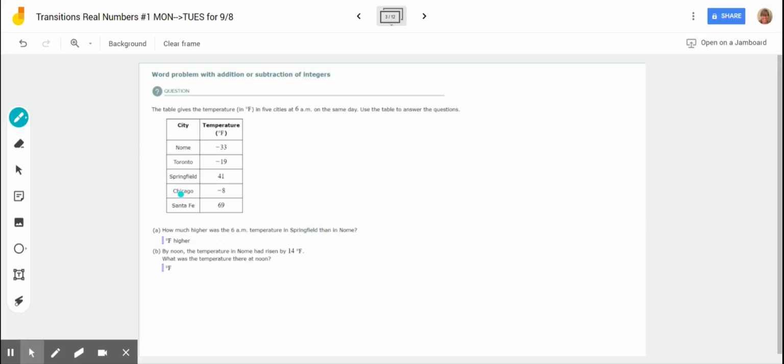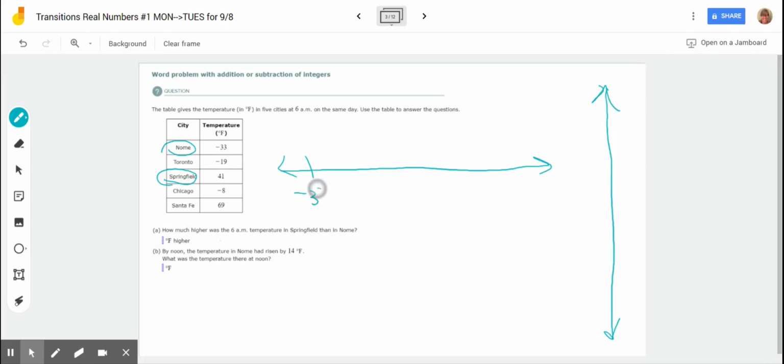So let's take a look. We got Springfield here, and we got Nome, Alaska. All right, it says how much higher, so we're looking at the difference. If we were looking at the number line, and I realize that I'm putting it flat, in a way, temperature is usually on a thermometer, and it's kind of viewed like this. Right? -33 is here somewhere, and Springfield is 41. So they're basically asking, what is the distance between these two?